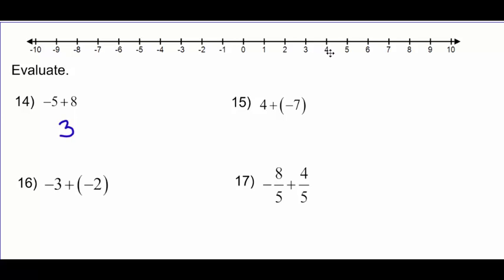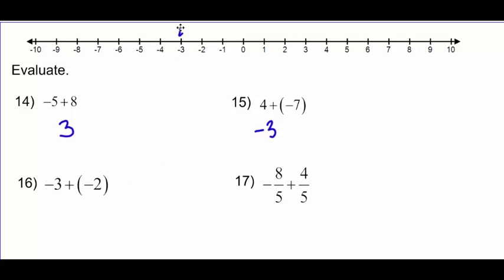All right, here's your next one, 4. So again, we're going to start up here at 4. And this says plus a -7. If you add a negative, that's the same really as subtracting. So 1, 2, 3, 4, 5, 6, 7. All right, and we get our answer right there. It's -3. And once again, many of you are probably thinking, I don't really need the number line. Again, totally fine. All right, then number 16, -3 plus -2.